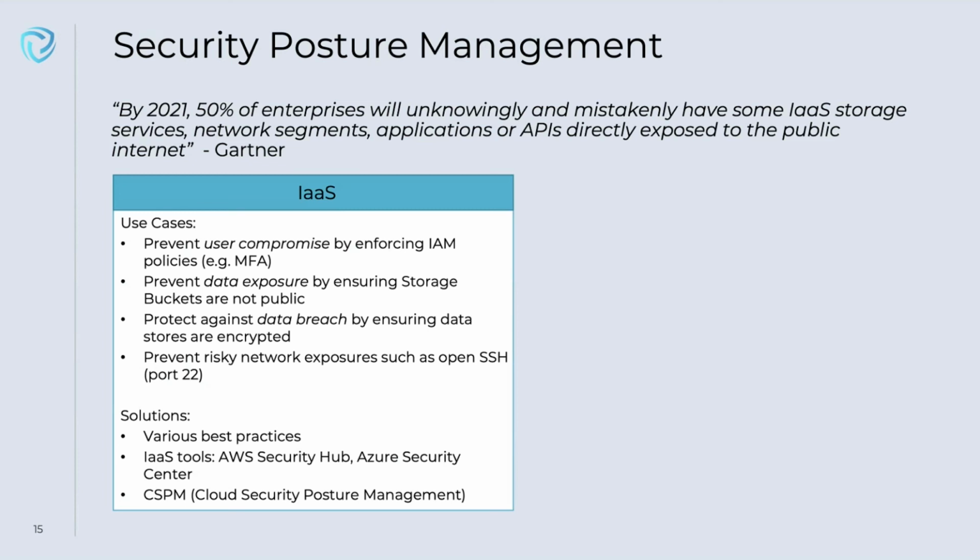What I'm trying to say here, there are very common, if not basic use cases that we can implement, such as prevent user compromise by enforcing multi-factor authentication, or ensure that our storage buckets are configured right, that they're not public. Or maybe you don't want to allow SSH from any IP address. Maybe you want to limit it to your trusted IP addresses, to your office space. So all those things are not rocket science, really. And there's tons of best practices.